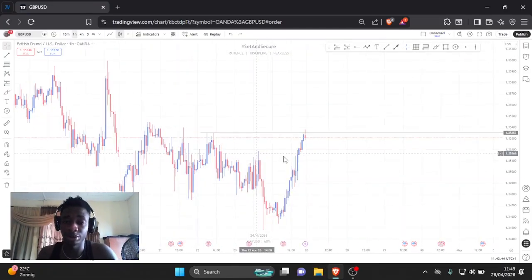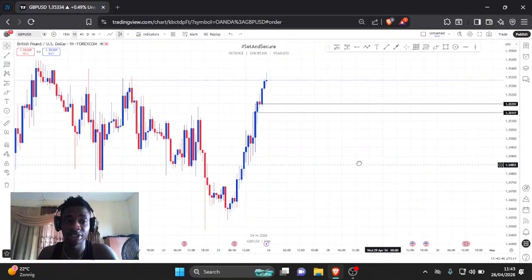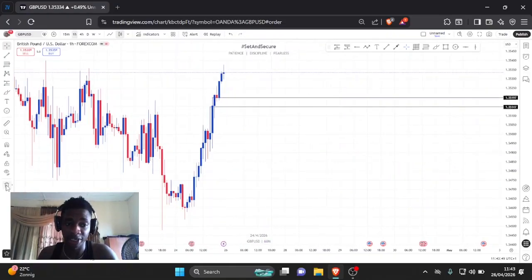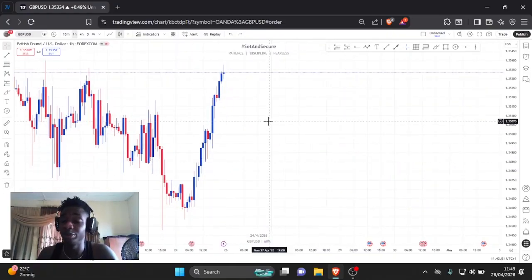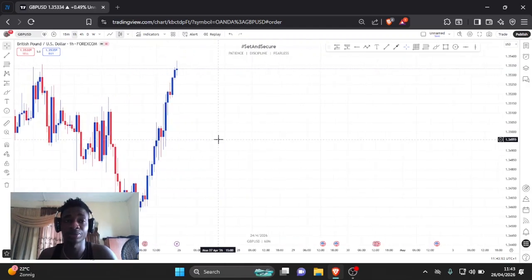Okay, so the first thing you have to know is we have two types of candlesticks. We have the bullish and the bearish candlesticks. On my screen right now, you can see a bearish candlestick and a bullish candlestick. The blue candlestick here signifies the bullish and the red candlestick here signifies the bearish. So these are the two types of candle we have.